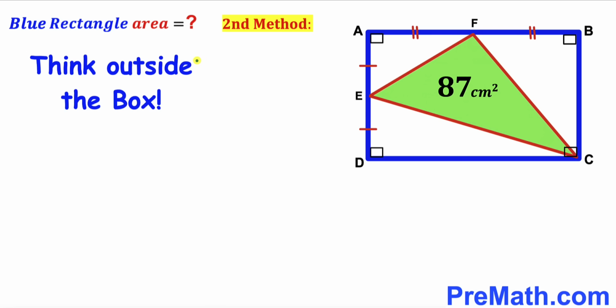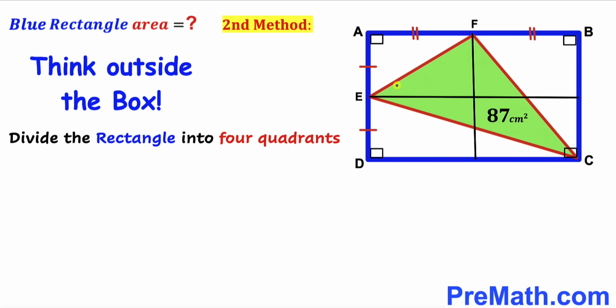And now we are going to think outside the box to make our job simple. So therefore I have divided this blue rectangle ABCD into 4 quadrants. This is our first quadrant. This is our second quadrant. This is our third quadrant. And finally this one is our fourth quadrant, such that this horizontal line is parallel to this side, and likewise this vertical line is parallel to this side.